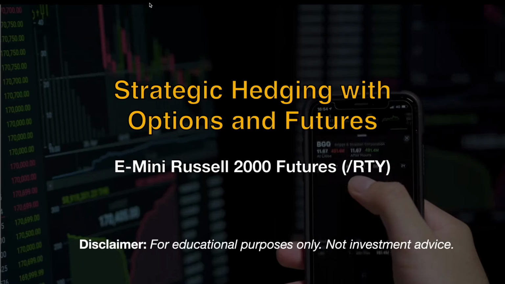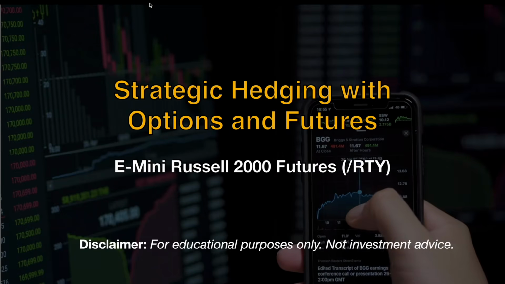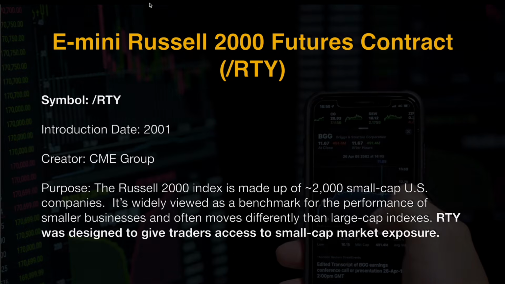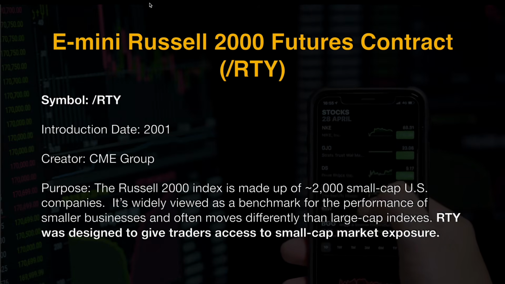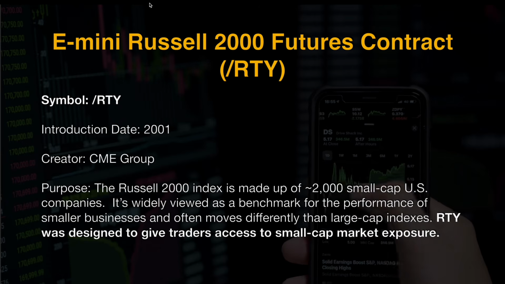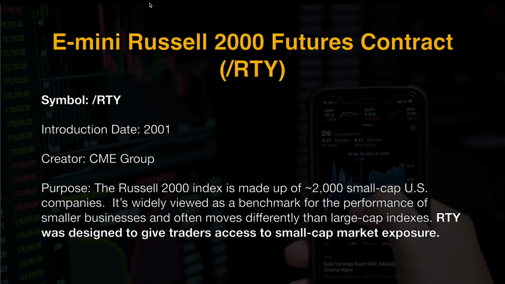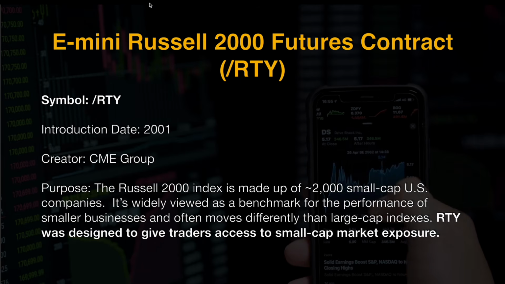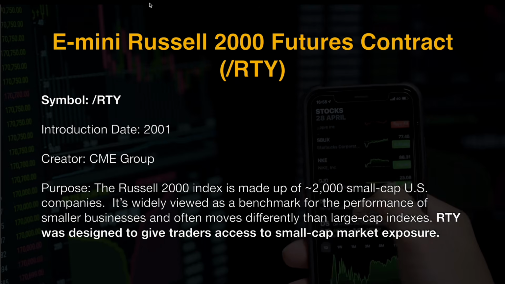This is Strategic Hedging with Options and Futures, the E-mini Russell 2000 Futures Contract /RTY. The E-mini Russell 2000 Futures Contract, symbol /RTY, was introduced in 2001 by the CME Group. The Russell 2000 Index is made up of approximately 2,000 small-cap U.S. companies. It's widely viewed as a benchmark for the performance of smaller businesses and often moves differently than large-cap indices. RTY was designed to give traders access to small-cap market exposure.